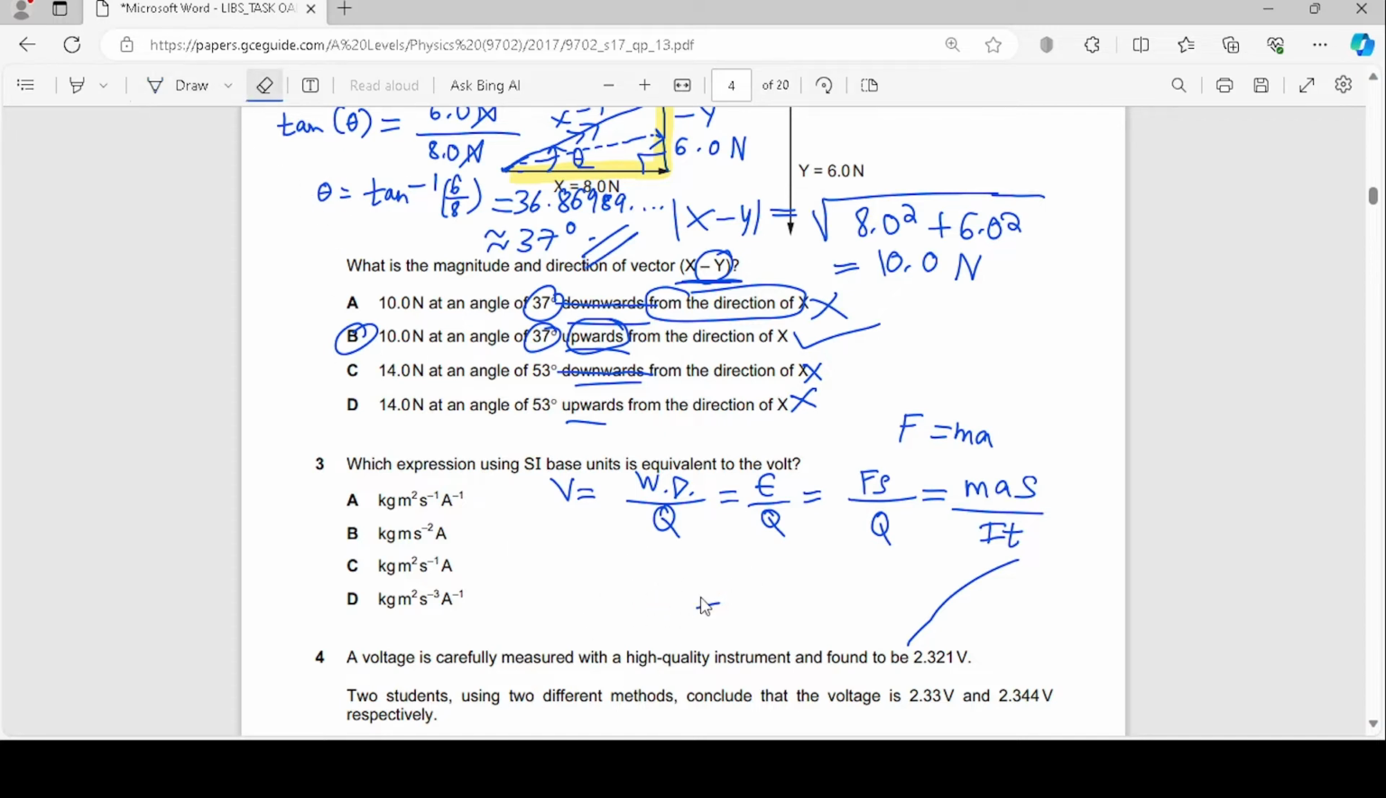So this is the equation that I get, and now I know the units for all of these things, so that's why I wrote the equation. Mass, the unit is kilograms. Acceleration is meters per second squared.